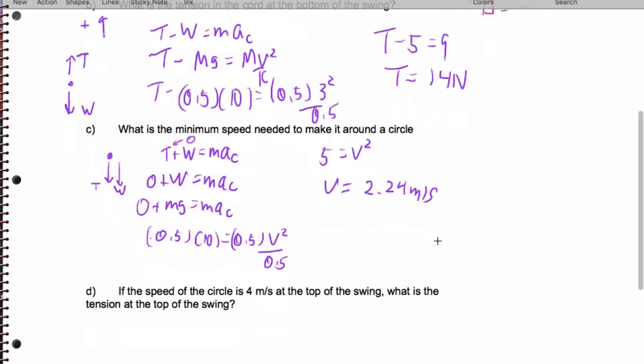Now here's what we're saying. Instead, we have a speed of 4 meters per second at the top of the swing, and we want to know the tension at the top. So in other words, if we're going faster than this speed, faster than v min, we do have tension.